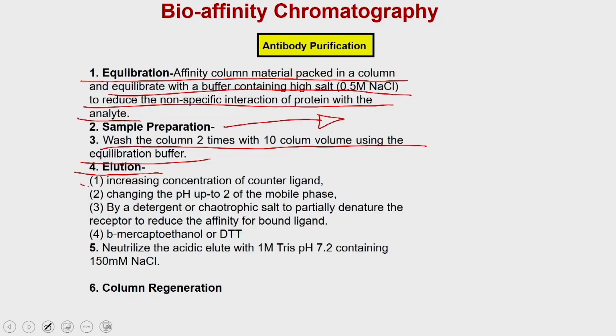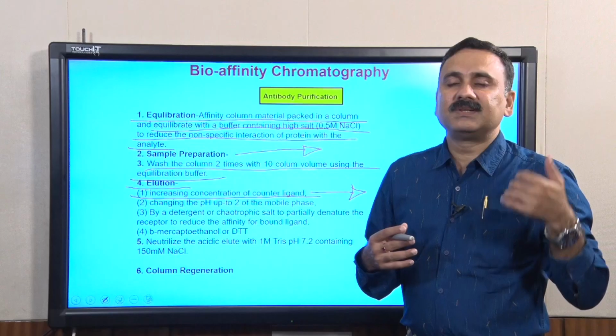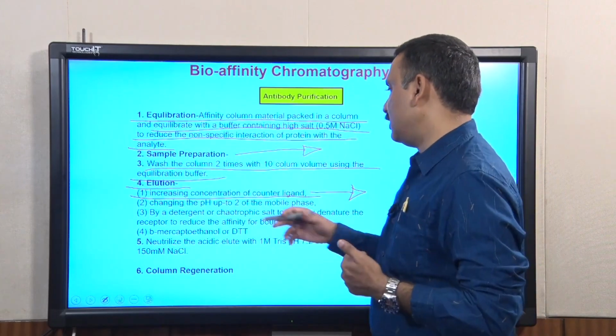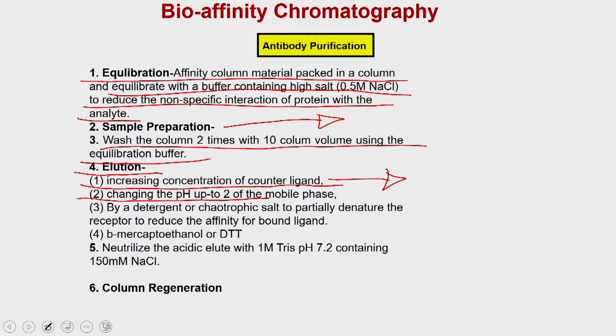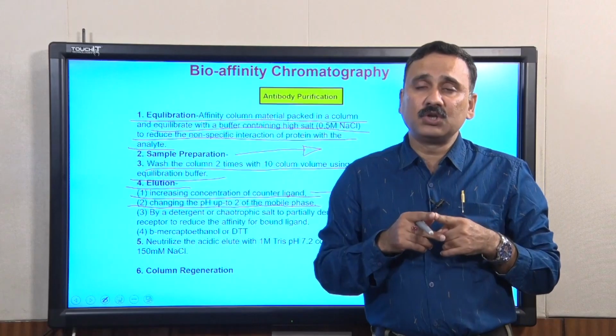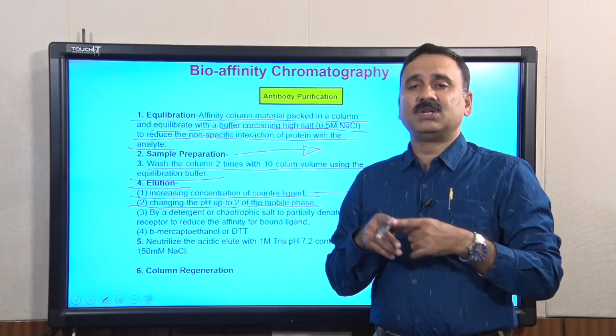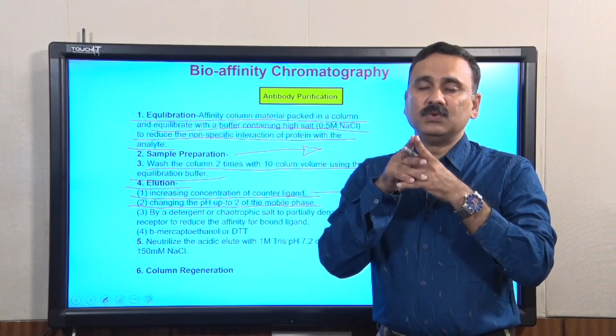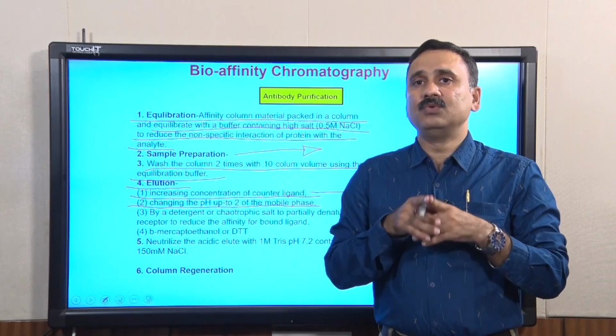What you can do is increase the concentration of counter ligand, which means you can add some counter ligand, and that is going to bind to these antigens instead, and in that process the antibody is going to be released. Number 2, you can change the pH of the mobile phase. Since the antigen-antibody interaction is very strong, you have to change the pH to somewhere around 2 to 3, and that is going to release the antibodies which are bound to the antigen.